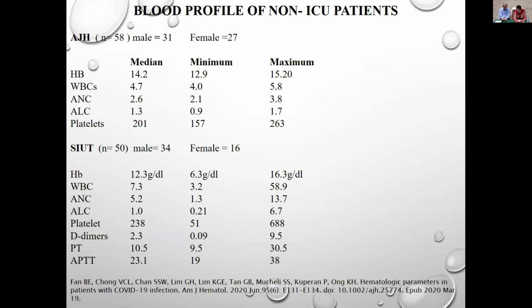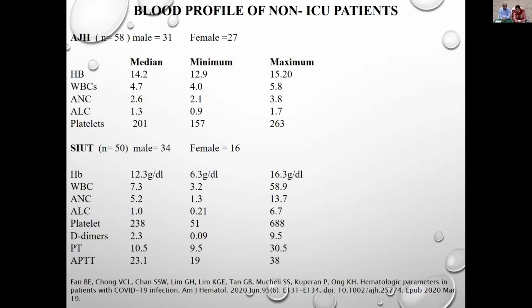And they looked at the CBC parameters. They looked at hemoglobin, and their median hemoglobin was 14.2, while ours was 12.3. Our median hemoglobin was slightly lower than theirs because we had a lot of patients who had end-stage renal disease, and those patients had very low hemoglobin. Our lowest hemoglobin recorded was 6.3. So our median was lower than theirs.